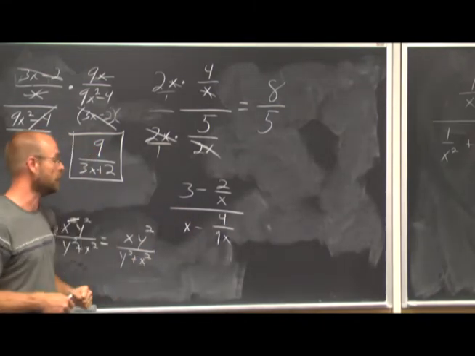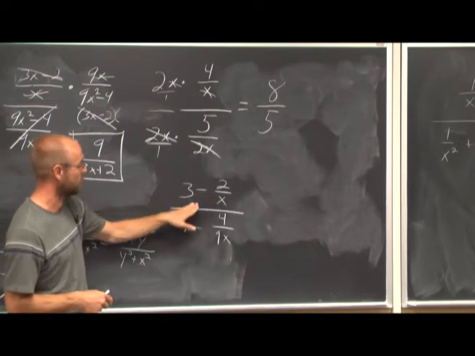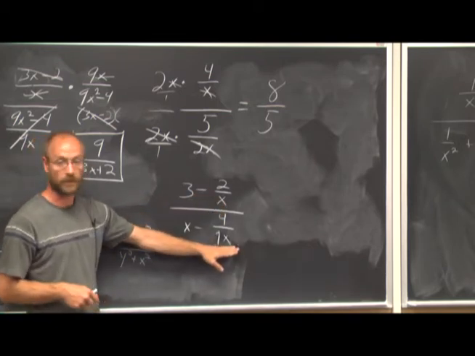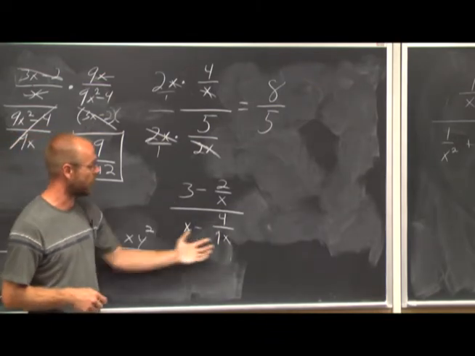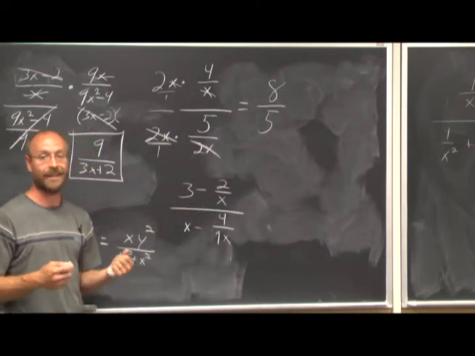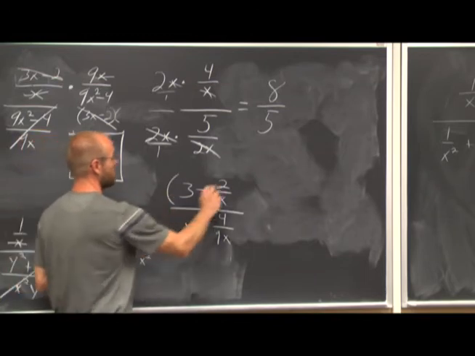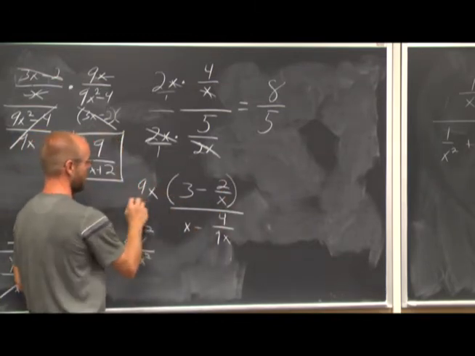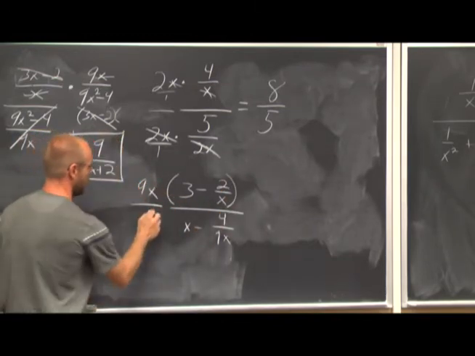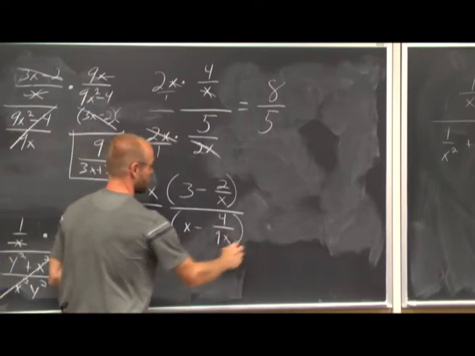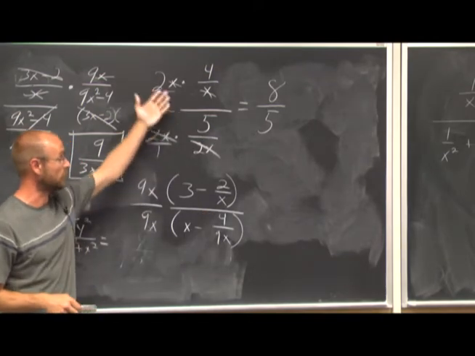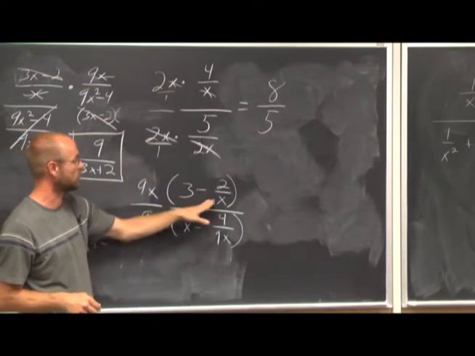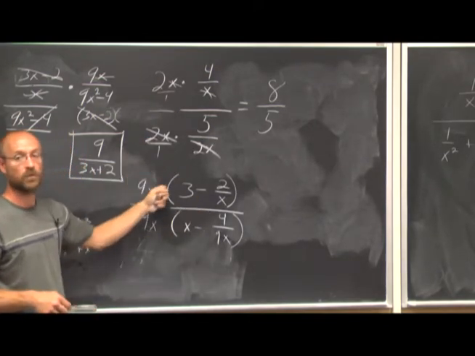What is our LCD? Well, we have an x in a denominator here. We have a 9x in the denominator here. Our common denominator of all the fractions involved is 9x. So I'm going to multiply the top by 9x and the bottom by 9x. Now we can see, because we have more than just one term here, in the previous example there was only one term, but here there's two terms. So we need to distribute.